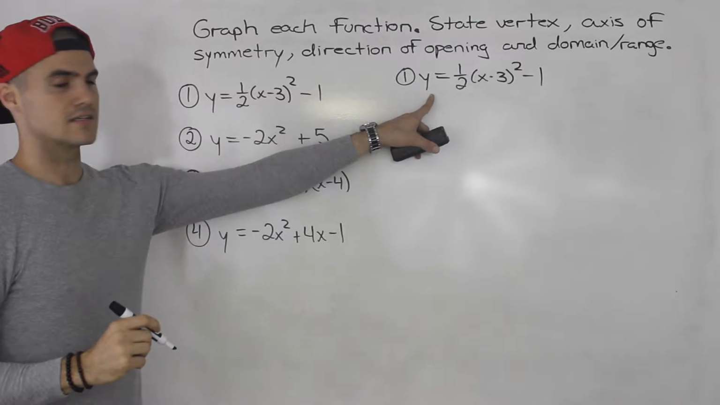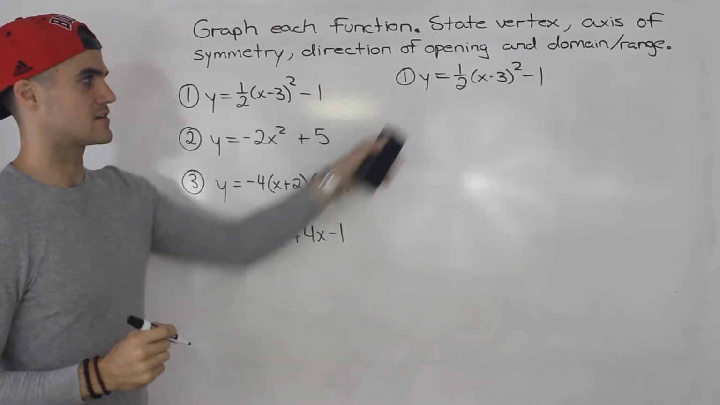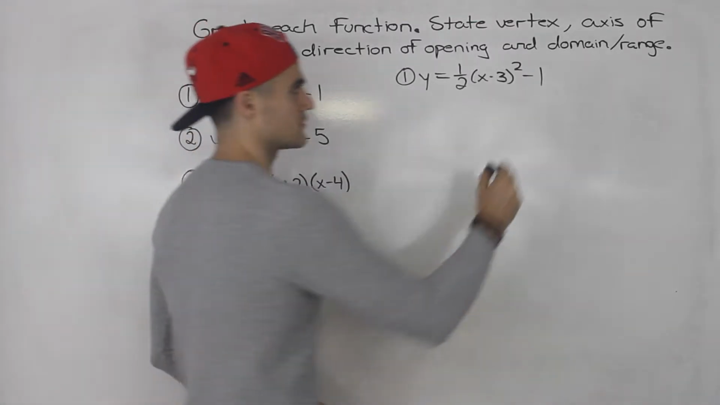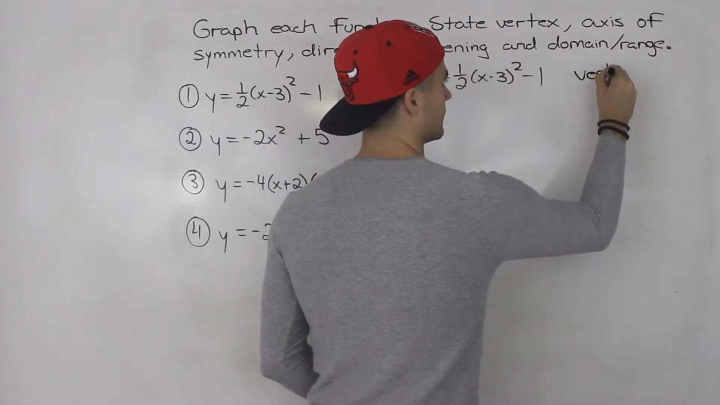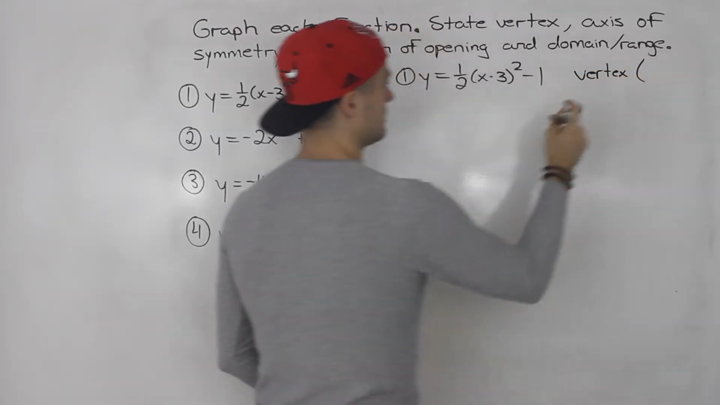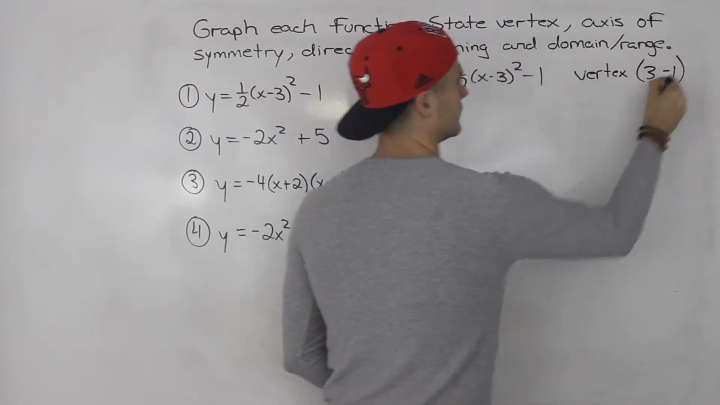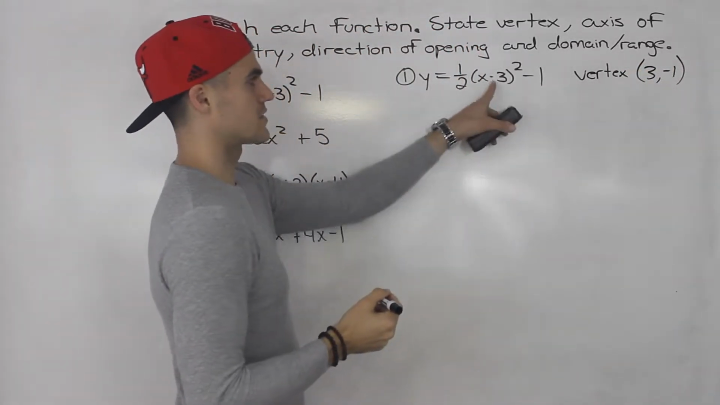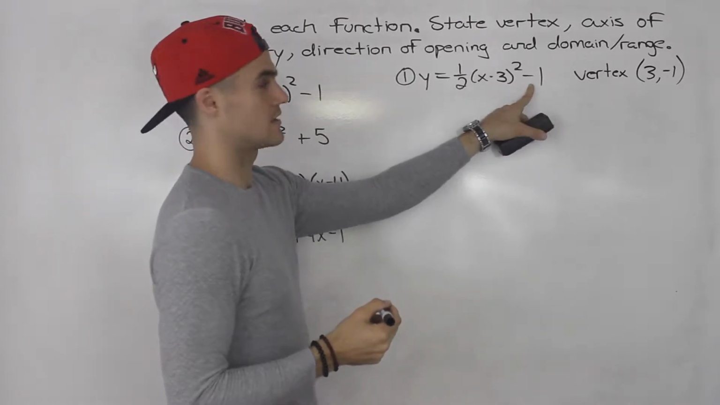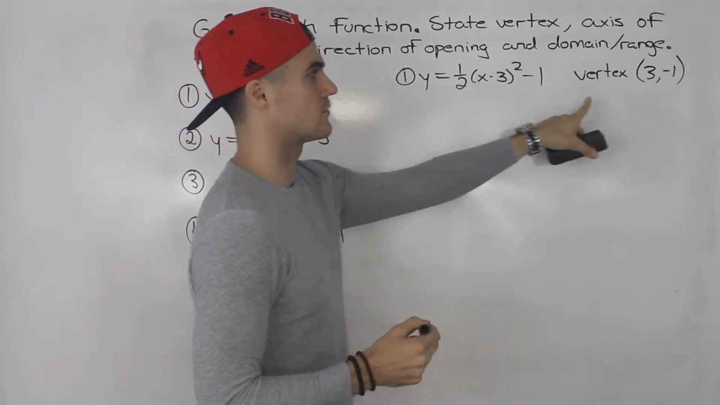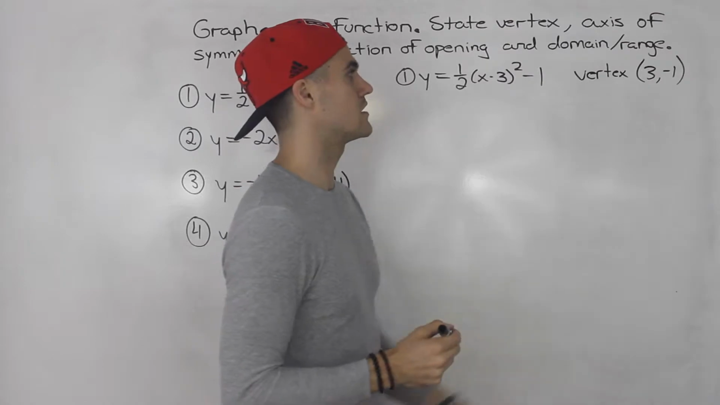So notice that this quadratic here is in vertex form. So what's the vertex? We could tell right away it's positive 3 and negative 1. Okay? It's always the opposite sign here and then the same sign. So x value, y value, that is the vertex of the parabola.